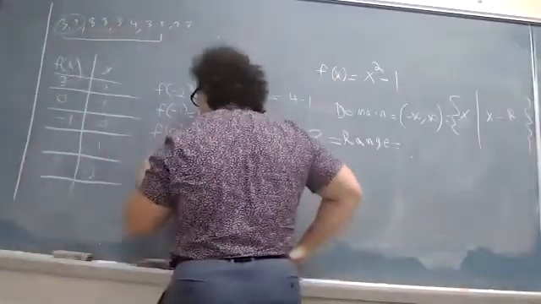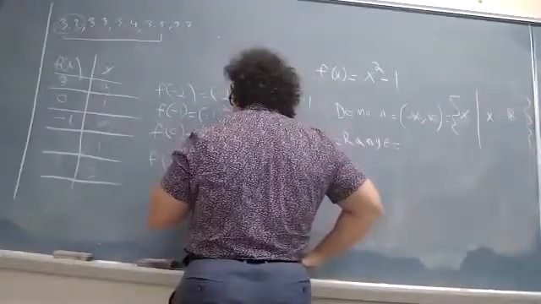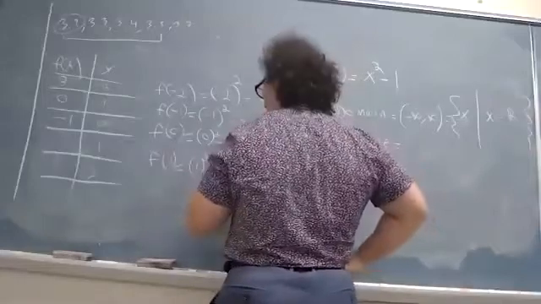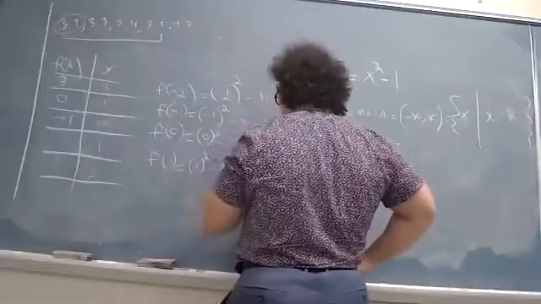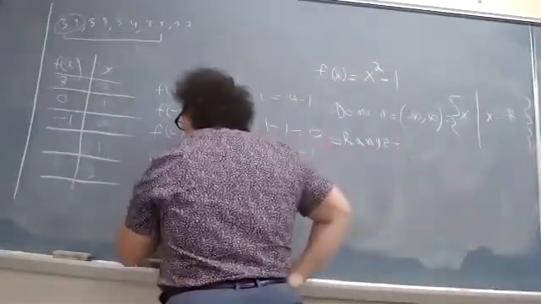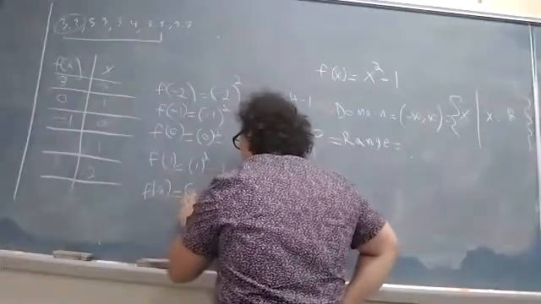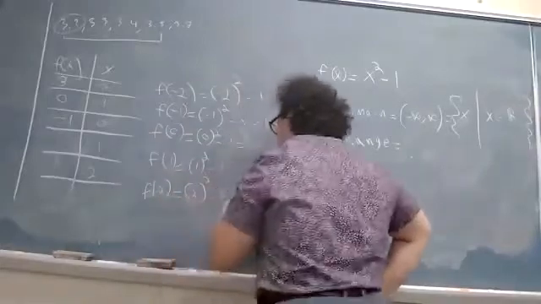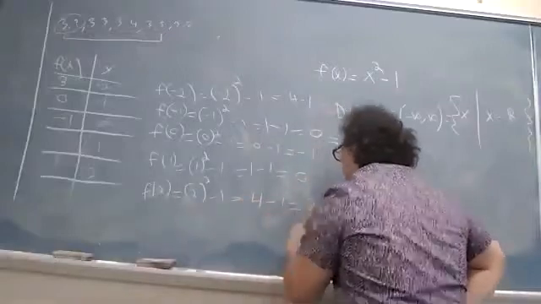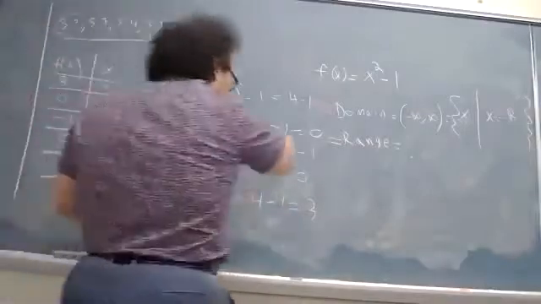What is f of 1? F of 1 is 1 squared minus 1, which becomes 1 minus 1, which is a 0. And last but not least, f of 2 is equal to 2 squared minus 1, which is the same thing as 4 minus 1, which is the same thing as 3. So I put a 3 here. And I forgot to put a 0 over there. Okay.